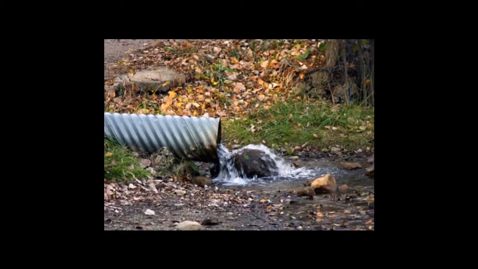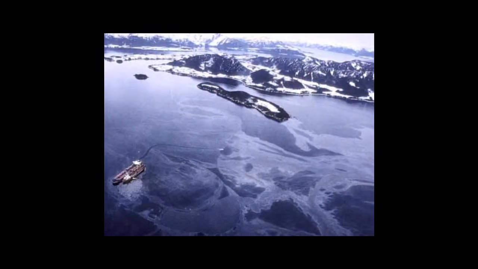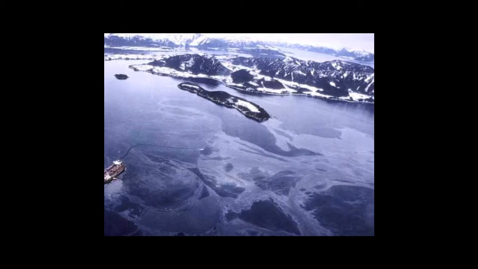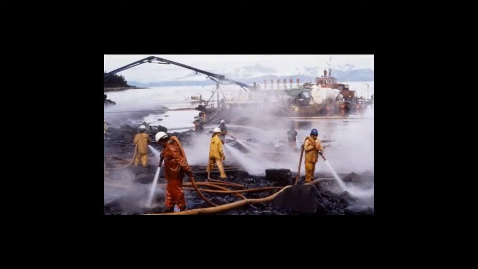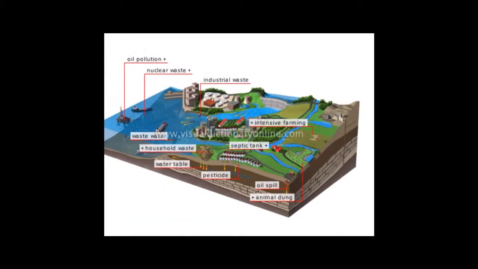Three last forms of water pollution exist in the form of petroleum, radioactive substances, and heat. Petroleum often pollutes water bodies in the form of oil resulting from oil spills. These large-scale accidental discharges of petroleum are an important cause of pollution along shorelines.